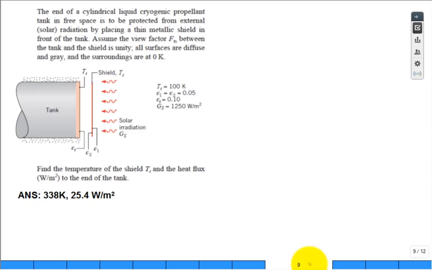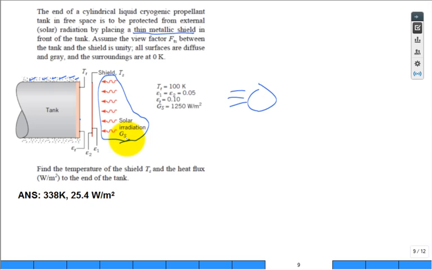The end of a cylindrical liquid cryogenic propellant tank in free space is to be protected from external solar radiation by placing a thin metallic shield in front of the tank. So here's my tank that's well insulated on this side. I guess the sun is over here that gives it the solar load. And the shield is placed there. And so they're sketching the solar irradiation. Is that the right symbol? G subscript S? G for irradiation, subscript S for solar? Sure, that's what the book uses throughout.